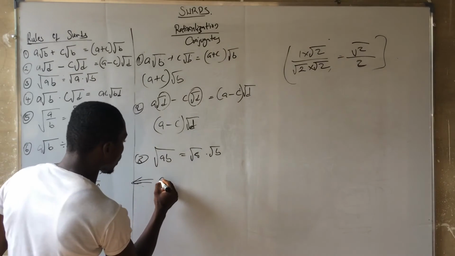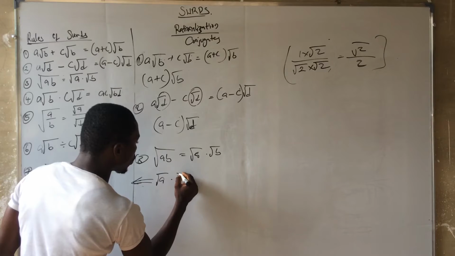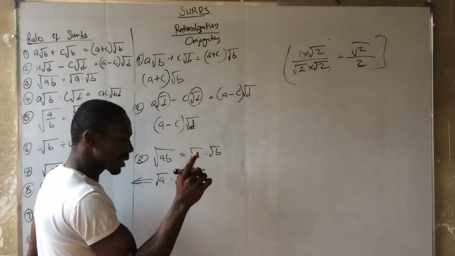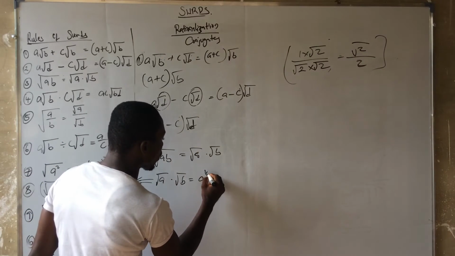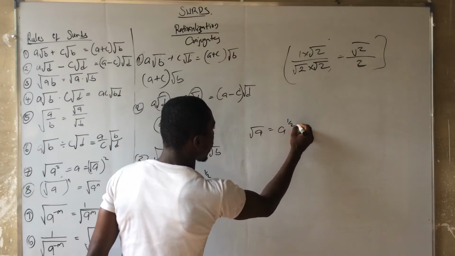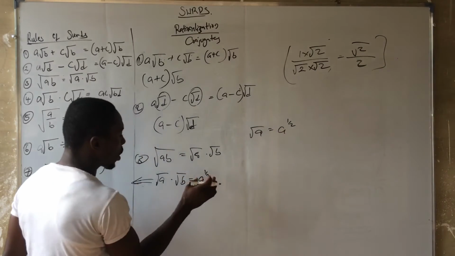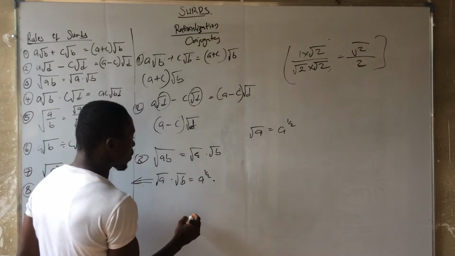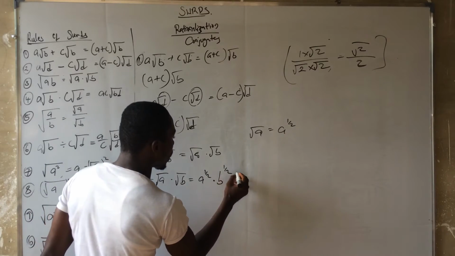Now the first thing I'm going to say, the root A multiplied by the root B is the same thing as A raised to the power 1 over 2, because root A is equal to A raised to the power 1 over 2. So this is what I'm using now: A raised to the power 1 over 2 multiplied by B raised to the power 1 over 2.